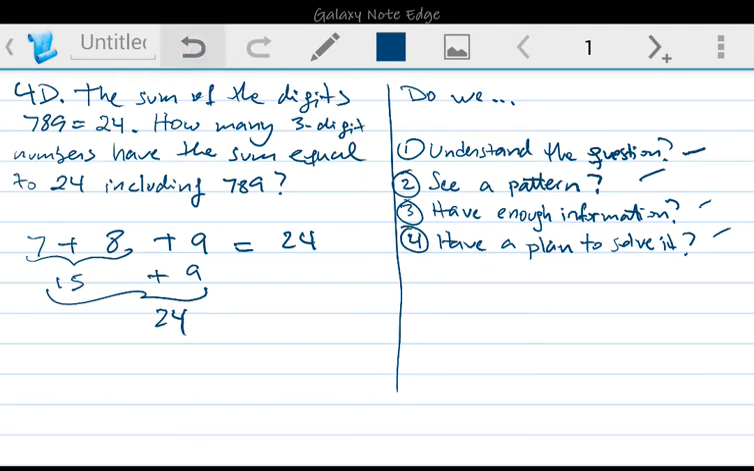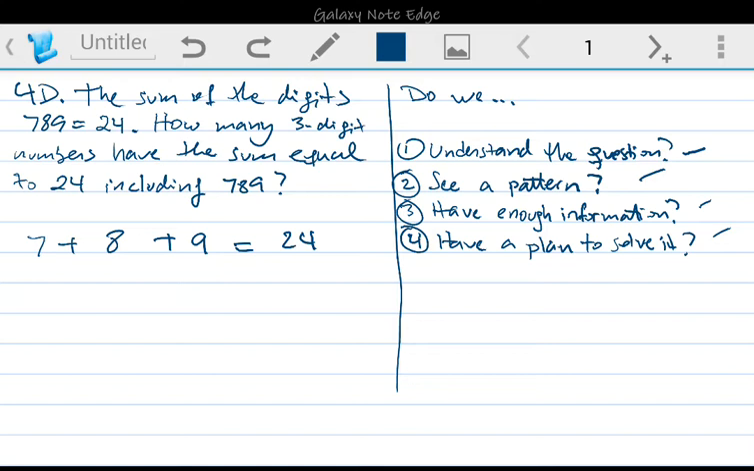Okay, so what they want us to do is they want us to find three-digit numbers like 7, 8, 9 that if we add the individual digits to each other, they equal 24 as well, and we want to know how many of those three-digit numbers satisfy that condition.